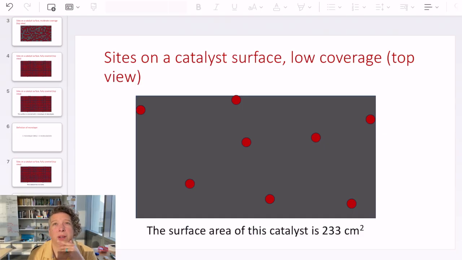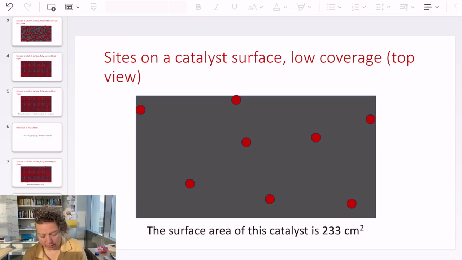I can also write surface coverage in terms of surface area, so how many molecules per unit surface area. So that's what I am doing here. If I take this catalyst surface and measure the surface area. And literally here to create this representation, I basically just had PowerPoint tell me the dimensions of this rectangle I drew, and I used those to calculate a surface area. By doing that, I got an answer of 233 square centimeters.